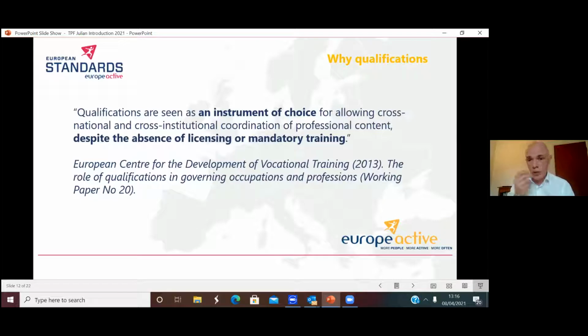So we can see there that qualifications are seen as an instrument of choice for allowing cross-national, cross-institutional coordination of professional content, despite the absence of licensing or mandatory training. So qualifications as a format are accepted at a European level to promote that mobility of employment, that harmonization of delivery across a particular sector, and are particularly useful in the situation where there are no mandatory regulations controlling that sector. Our sector is about self-regulation as we stand.